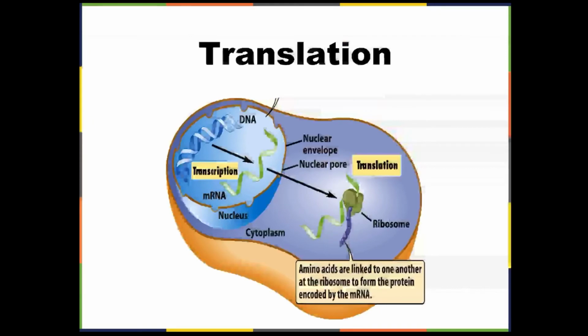Now that transcription has occurred and we've put that information onto messenger RNA, and that messenger RNA has left the nucleus, we can now look at the process of translation, where that information goes from genetic information to a gene product, something like a protein.